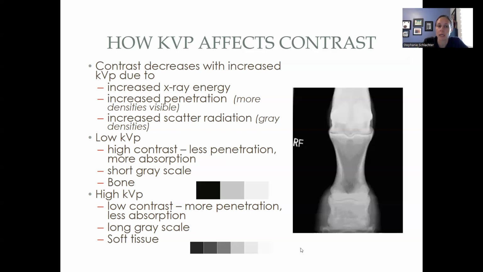On the opposite end, with a high KVP, we have lower contrast because we have more penetration, right? More X-rays are making it through the patient and less absorption of those X-rays into the patient. So we have that longer grayscale. Low contrast means longer grayscale, which means there's more grays, okay? So there's less stark difference between all the different shades. This is what we want to use for soft tissue because the stomach and the spleen and the liver and all of that are really close together in density. If we don't have those minute differences, we won't see any of those individual organs.